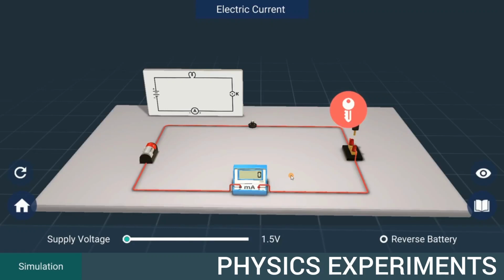What is electric current? Electric current is the rate of flow of electric charges. Let us see how it works in a circuit.